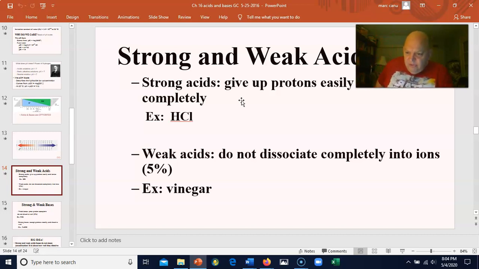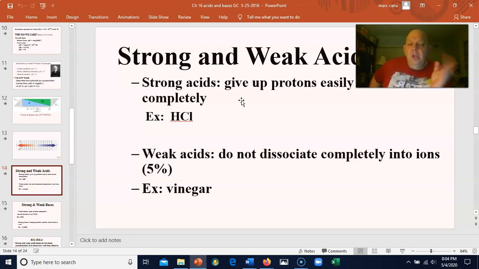Okay, we have to talk about something called strong and weak acids. And for years, that has been abused, okay? So here's the difference. Strong and weak have nothing to do with concentration. It's how well do they dissolve in water. That's it. So strong acids give up protons easily and ionize completely, like HCl. They totally ionize in water 100%.